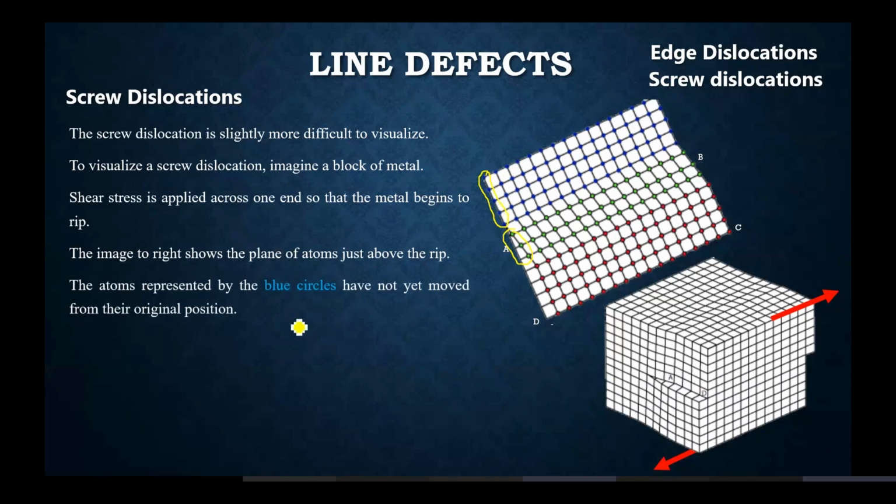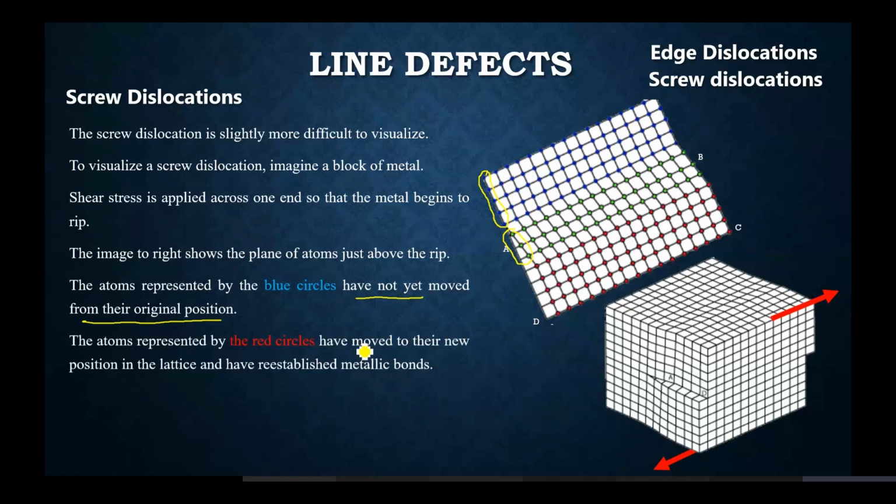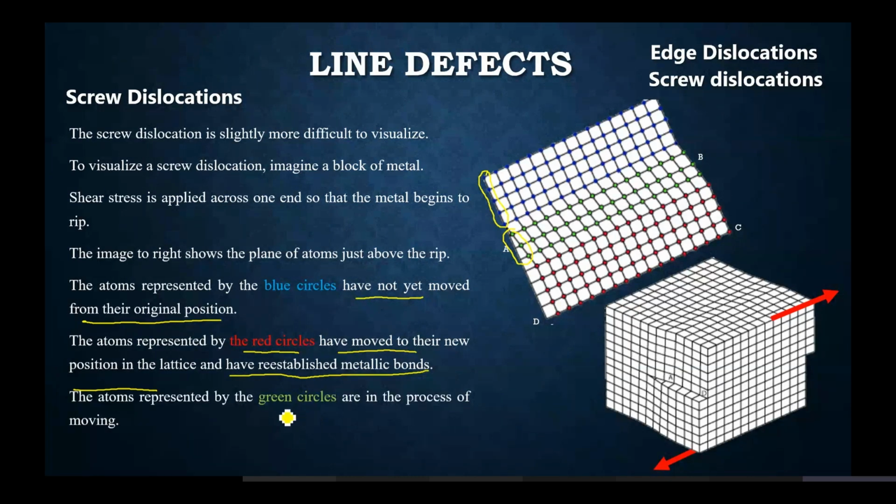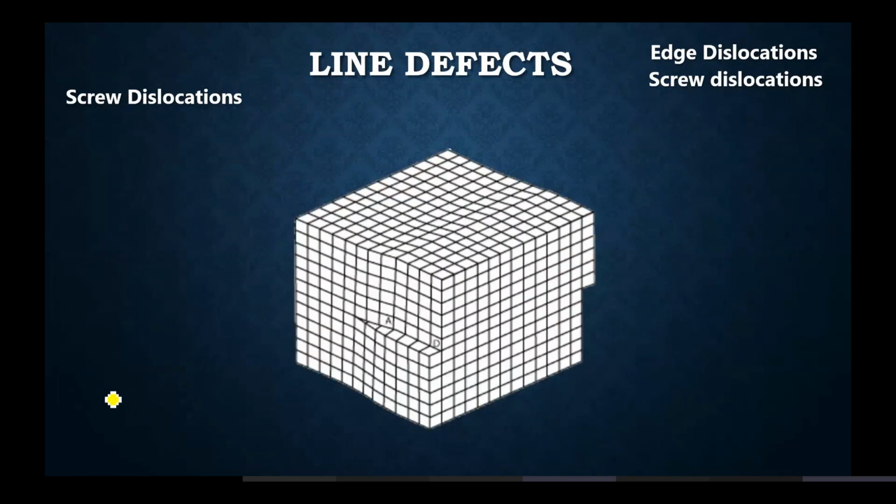So it says the blue atoms, represented by the circles, are the atoms which have not moved from their original position as yet. The atoms represented by the red circles have moved to their new position in the lattice and have re-established metallic bond. They have recreated their bond. And the atoms represented by green circles are in the process of moving. All right. Is this clear to you? The point is clear to you guys? Yes, sir.